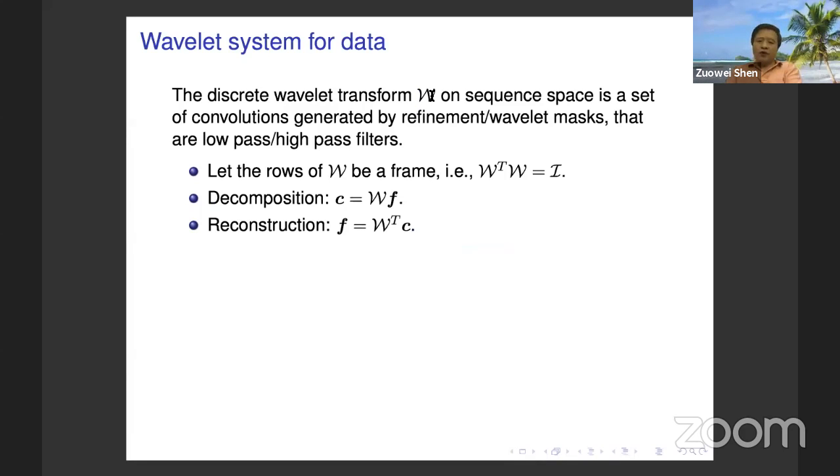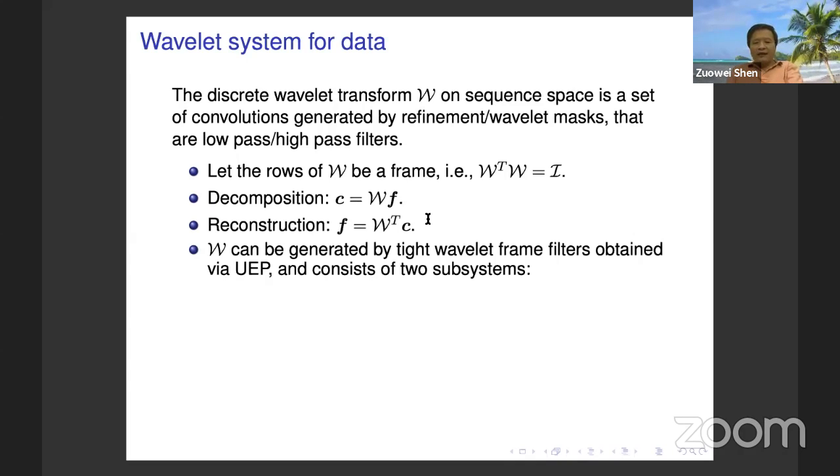For the 1D case, you can view W as a convolution matrix. This matrix is a rectangular matrix. Since you can consider the frame, if you use the redundant system, this is a very tall and thin matrix. But this operator has a property: W transpose W is equal to identity. Your decomposition is the transform, and your reconstruction is the inverse transform. If you flip the order, because it's a redundant system, W W transpose becomes a projection, no longer identity. Okay.